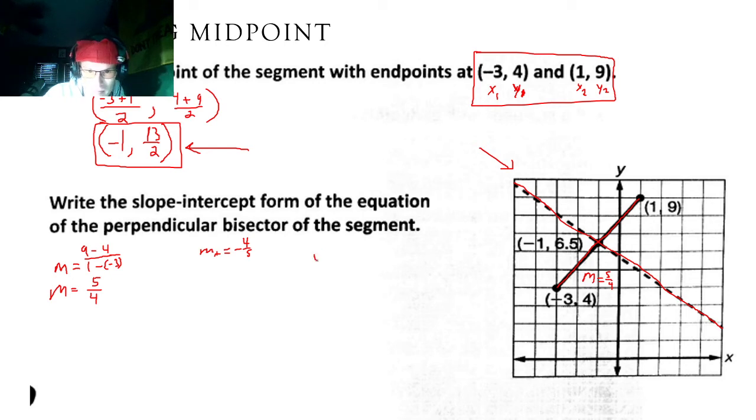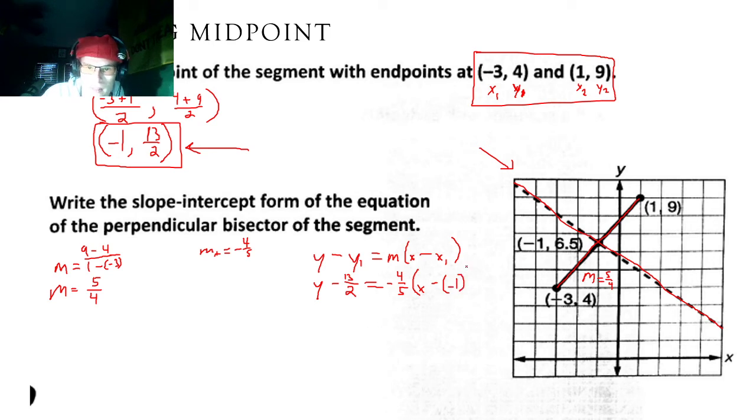So, let's do it. This is point slope form, remember? So we're going to use this to find the slope-intercept form of our equation. So y minus, what's our y1? It's our midpoint, remember, because that's the perpendicular bisector. So y minus 13 over 2 equals our slope, negative 4 over 5, times the quantity, x minus our x1, which is minus 1.